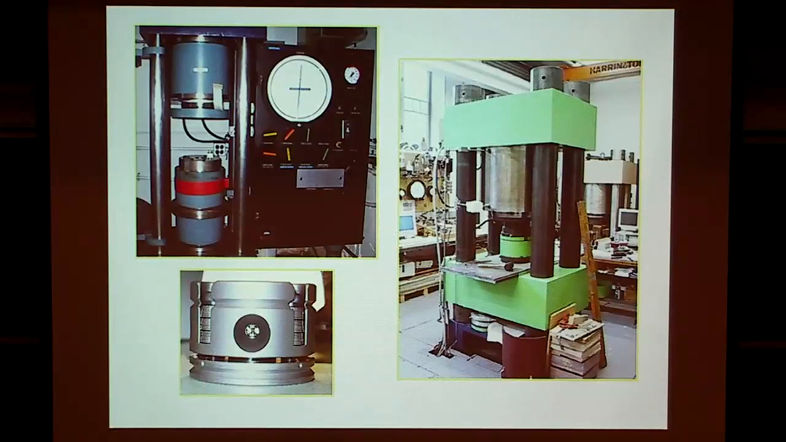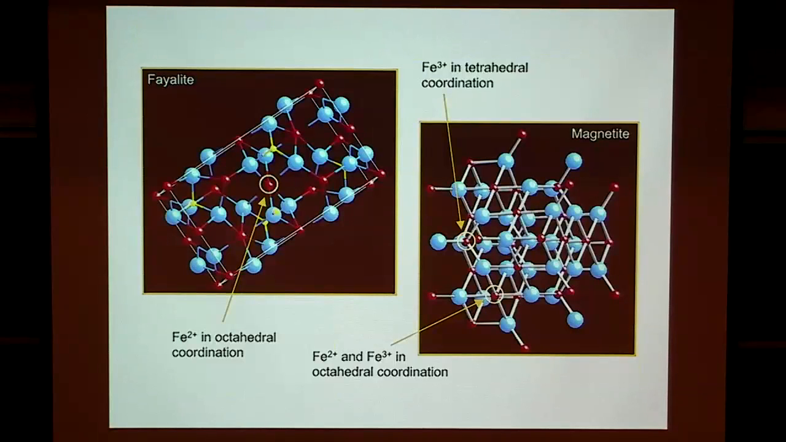The way we tested it is we looked at two minerals. We looked at fayalite and magnetite. Fayalite is Fe2SiO4, okay? It's an iron silicate. It's olivine. It has iron 2+ in octahedral coordination, okay? Magnetite is a spinel. It's got iron in two different redox states, iron 2+ and iron 3+.